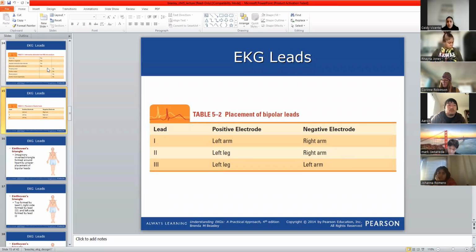Okay, so let us go to the standard leads, which we mentioned. Lead 1: the positive electrode, as I told you, is the left arm, and the negative is the right arm. Lead 2: the left leg is positive and the right arm is negative. Lead 3: the left leg is positive and the left arm is negative. So this is the summary I told you, that the left arm is the only one that moves from positive to negative. Save this slide, please.